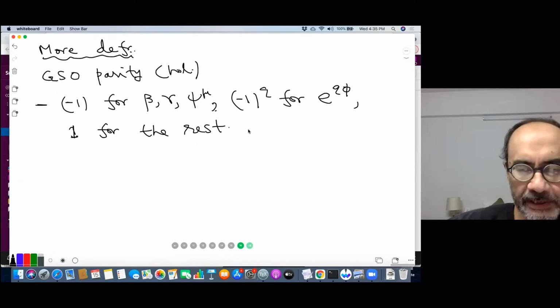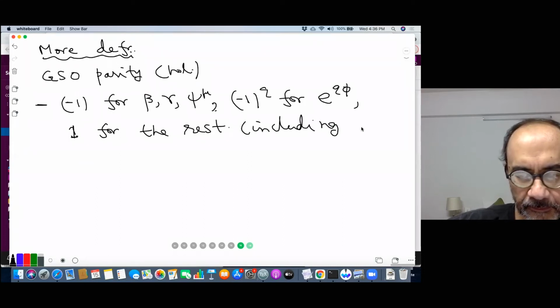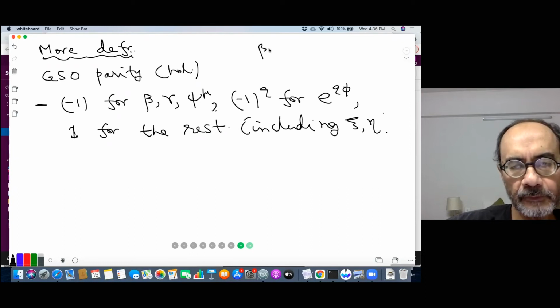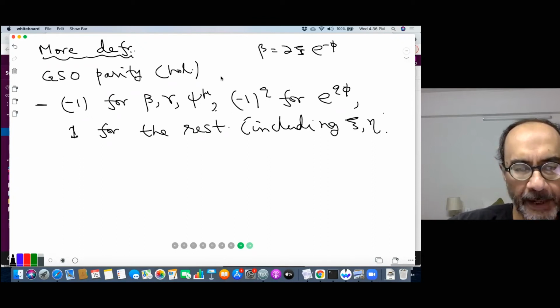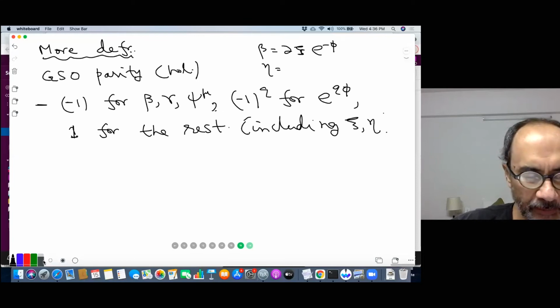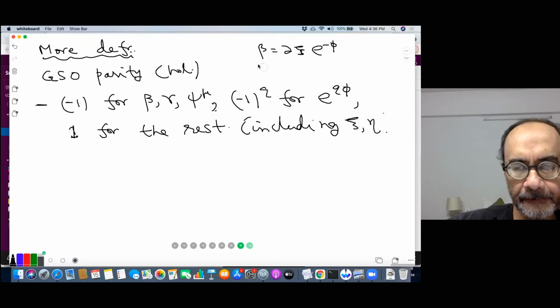So it includes zeta, eta, and xi. That's consistent, because if we use beta as del xi e to the -phi, then e to the -phi has odd parity, beta has odd parity, del xi has even parity, so it's consistent. Similarly, gamma as eta e to the phi is also consistent.